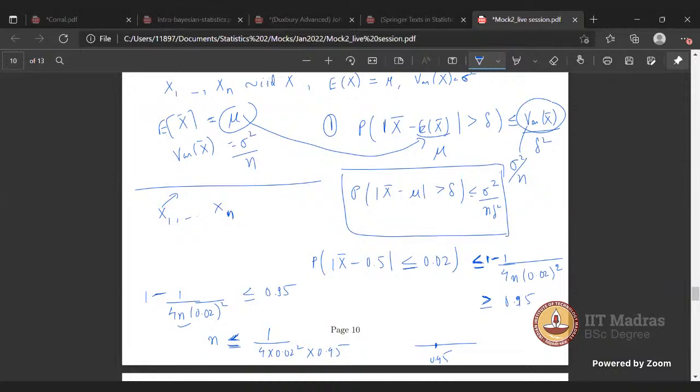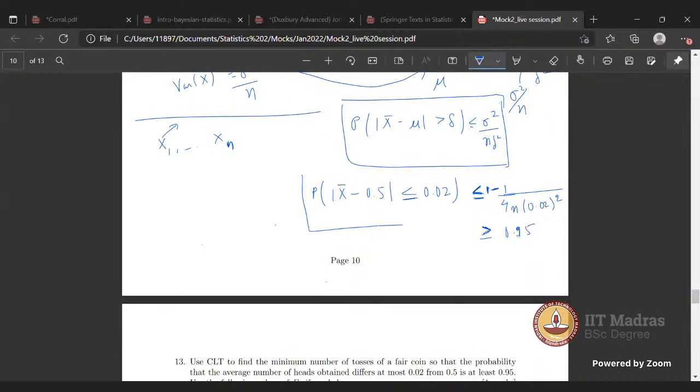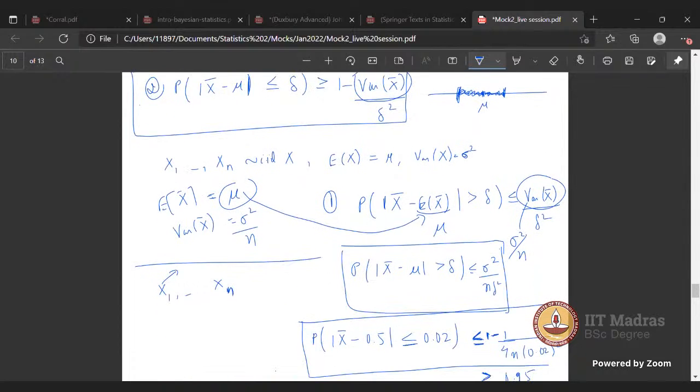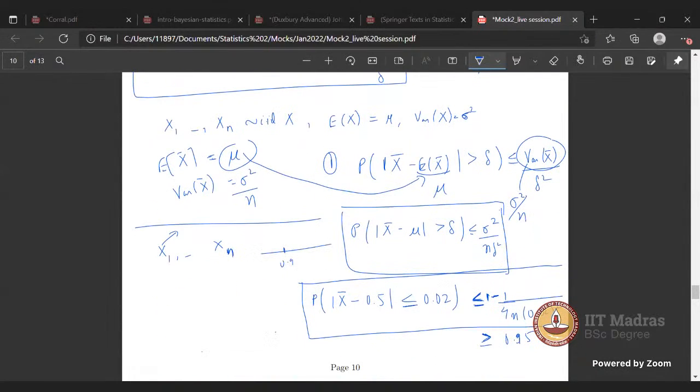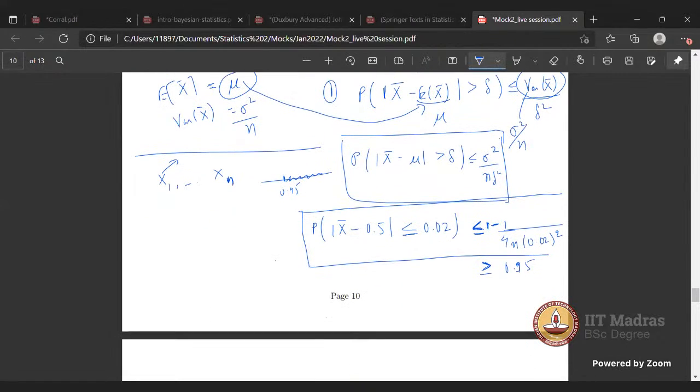Let me just write it again here. So using the weak law of large numbers, this should have happened. And the question asks that this probability should be at least 0.95. So P should be at least 0.95. It means it should be greater than 0.95.